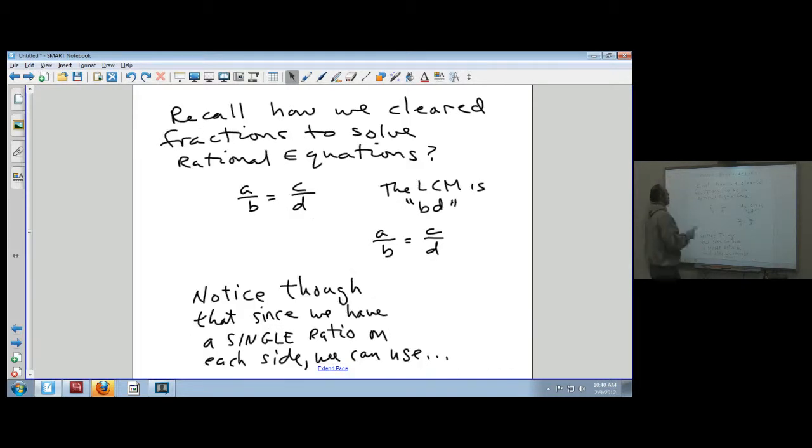So, let's also recall how we cleared fractions to solve rational equations.